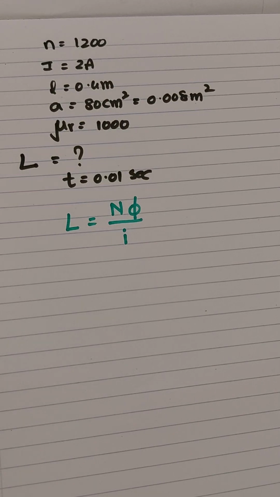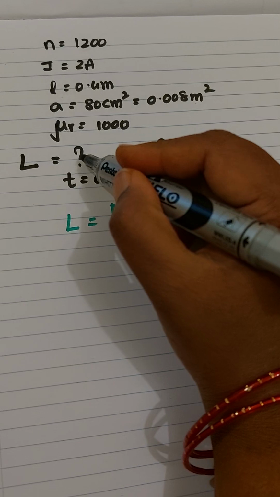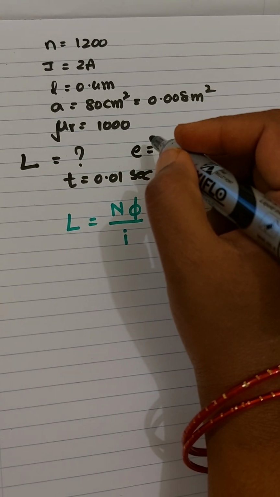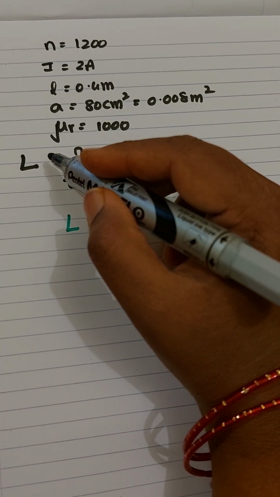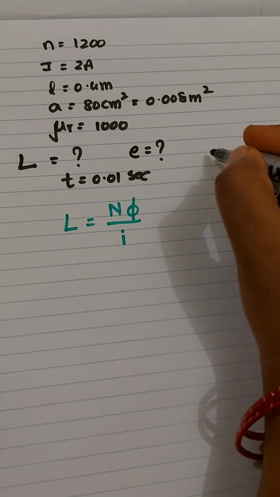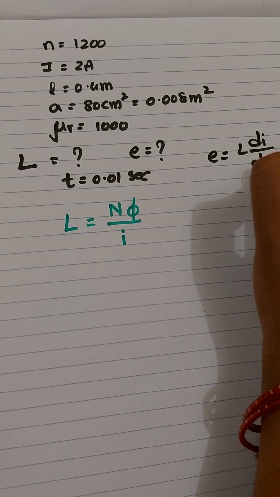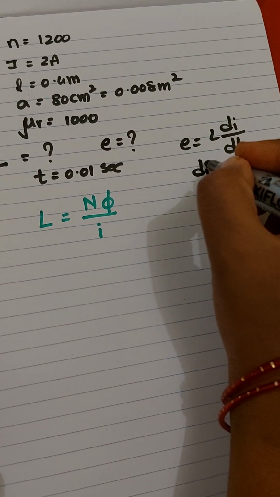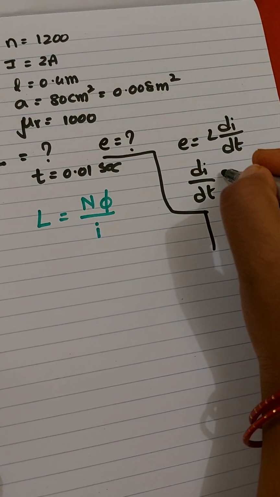So they are asking us to find the induced EMF with the help of the self-induced EMF. So finally we need to find E. We know E is equal to L di by dt, right? So to know that, what is di by dt? This is another part.